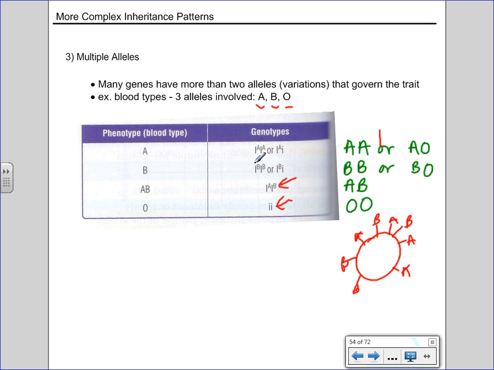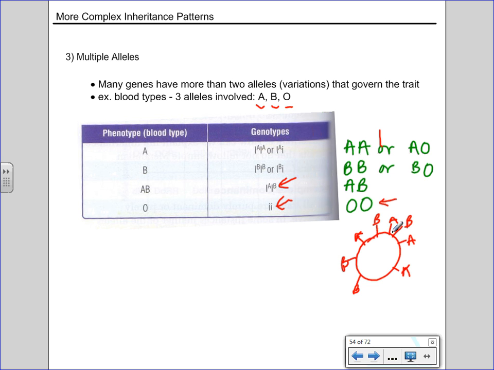Sometimes you'll see it written with the big I, with the little letters up right to the subscript to that little letter, and then the little i for the recessive O allele. For us, a lot of times it's easier if we look at it this way. If they have 2 big A alleles or an A and an O allele, then it's type A. If they have 2 big B's or a B and an O, then it's type B. If they have an A and a B, they're type AB. And if they have 2 of the recessive O alleles, then they're type O.